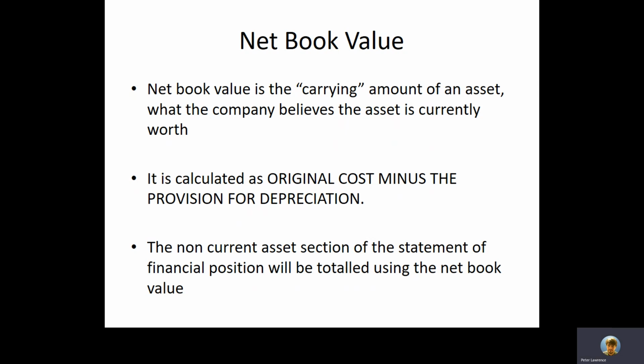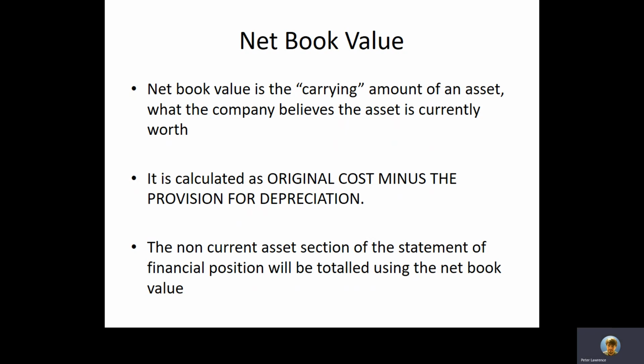So you buy an asset for £10,000. Every year it loses £1,000 worth of value. So after, say, 6 years, it's lost £6,000 worth of value. So your provision will be £6,000. So your original cost was 10,000. Your provision is 6. Then the current value or net book value of the asset would be 4,000.